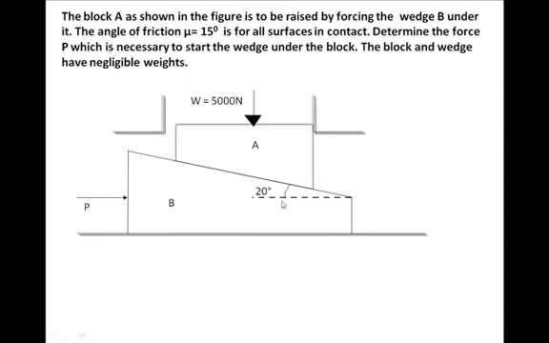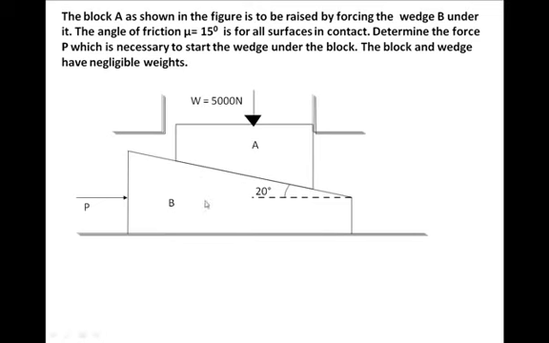In order to demonstrate what exactly wedge friction is, we have taken this problem, which says the block A, as shown in the figure, is to be raised by forcing the wedge B under it. So this wedge B we are forcing under it. The angle of friction mu is 15 degrees and is the same for all surfaces in contact. We have to determine the force P which is necessary to start the wedge under the block. The block and the wedge have negligible weights.